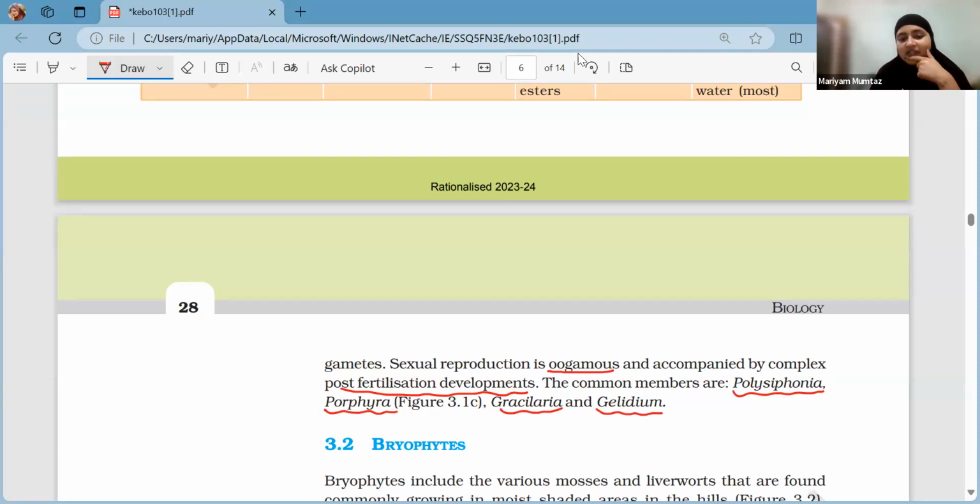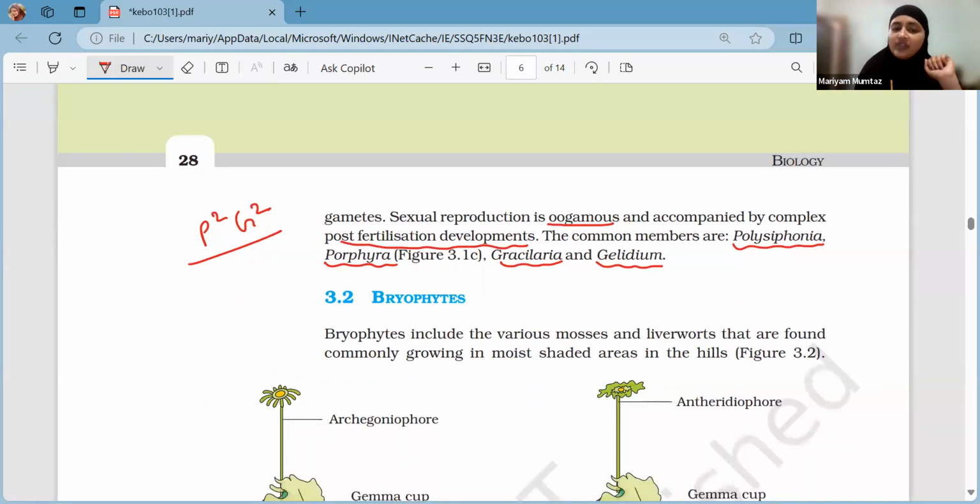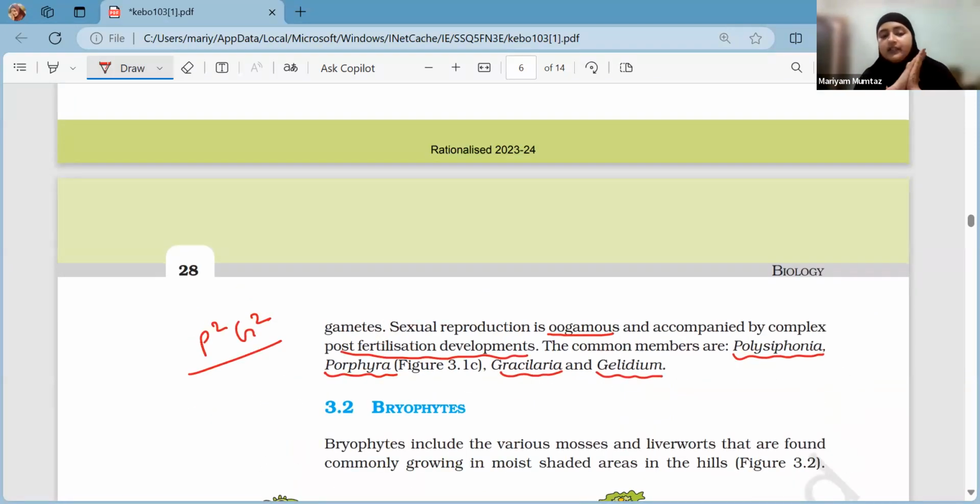See, when I'm seeing these examples, I'm getting nostalgia of my time when I used to study this. So I used to make a lot of mnemonics. That is why I told you, keep pots clean or family gets sick. So for this, I used to use P square G square. Polysiphonia, Porphyra, Gracilaria, and Gelidium. P square G square. I used to study it like this. So you can also use this if it helps you. So with this, one division has been completed.